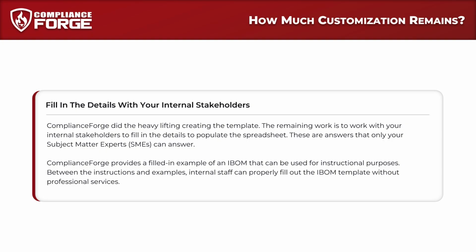So how much work is left for you? ComplianceForge did the heavy lifting creating the template. The remaining work is to work with your internal stakeholders to fill in the details to populate the spreadsheet. These are answers that only your subject matter experts can answer. ComplianceForge provides a filled-in example of an IBOM that can be used for instructional purposes. Between the instructions and examples, internal staff can properly fill out the template without professional services.